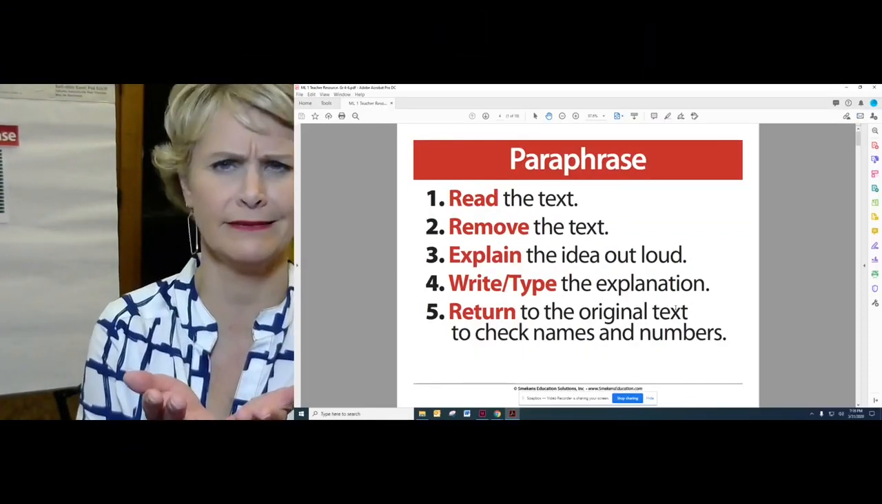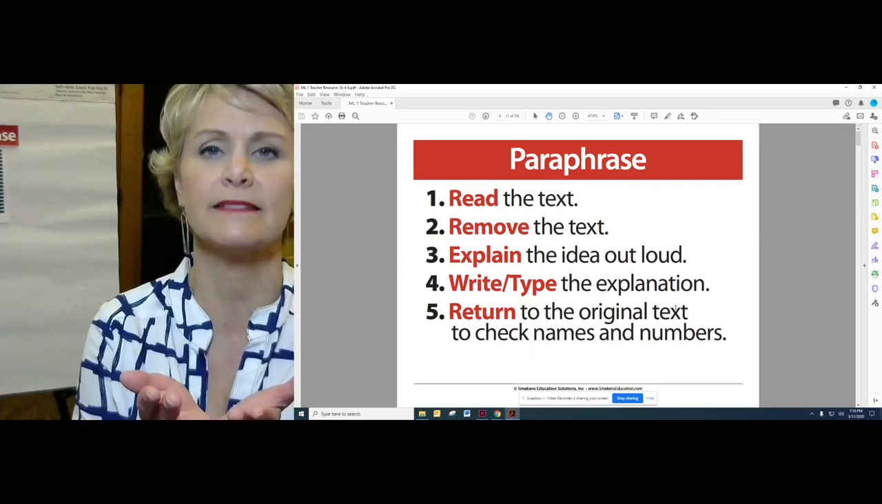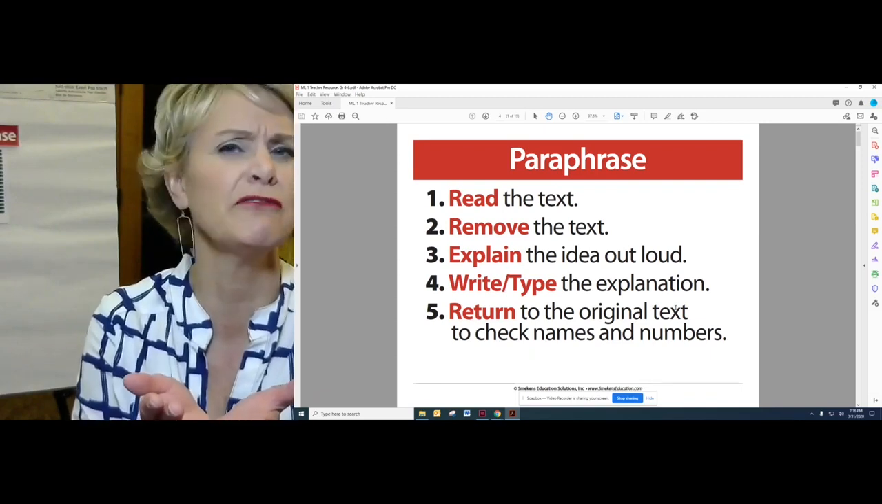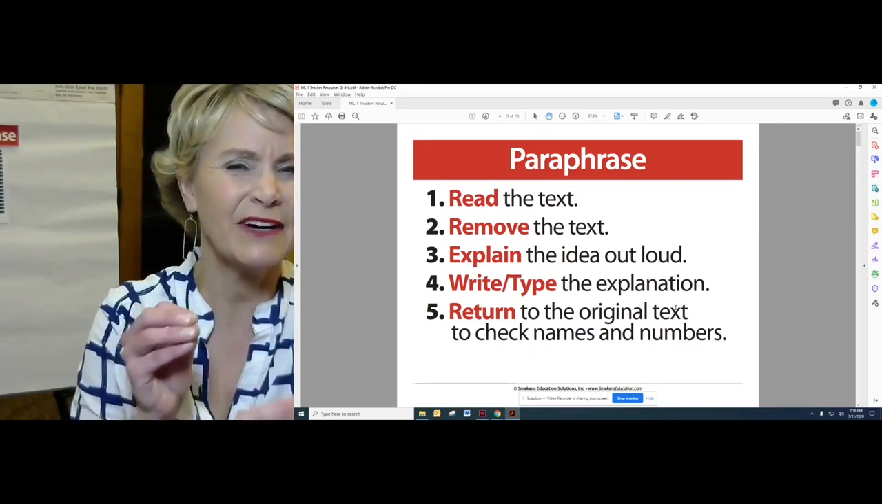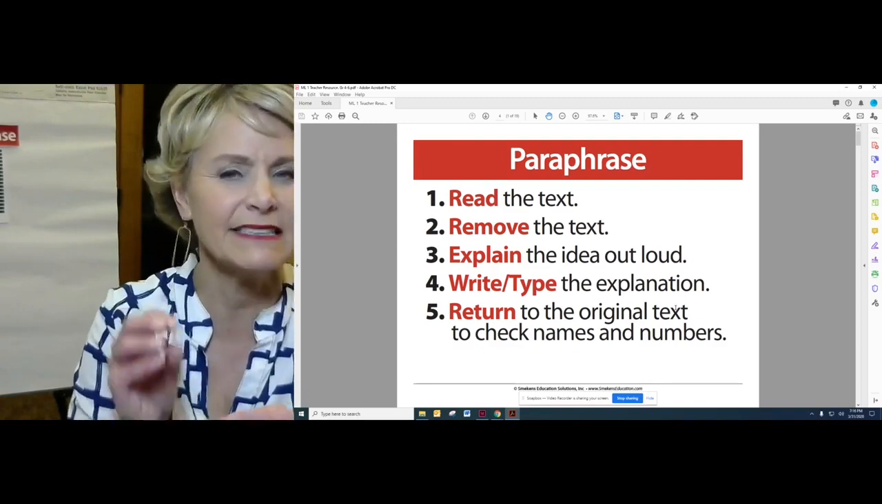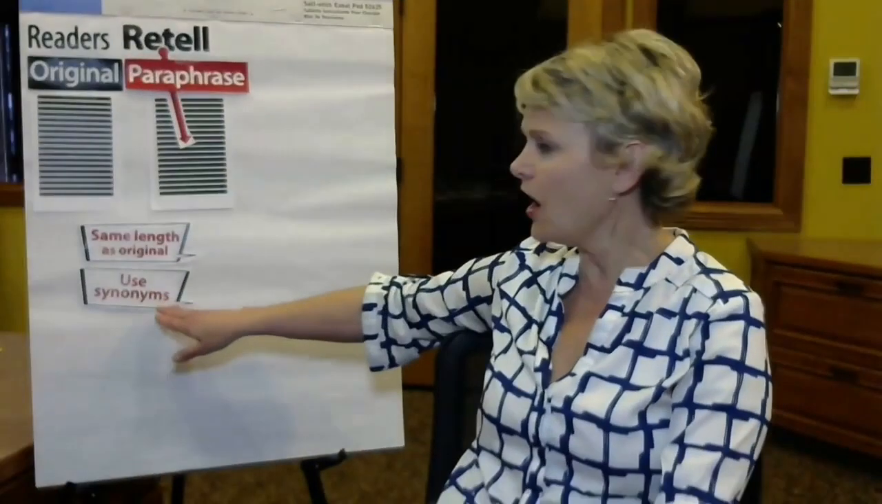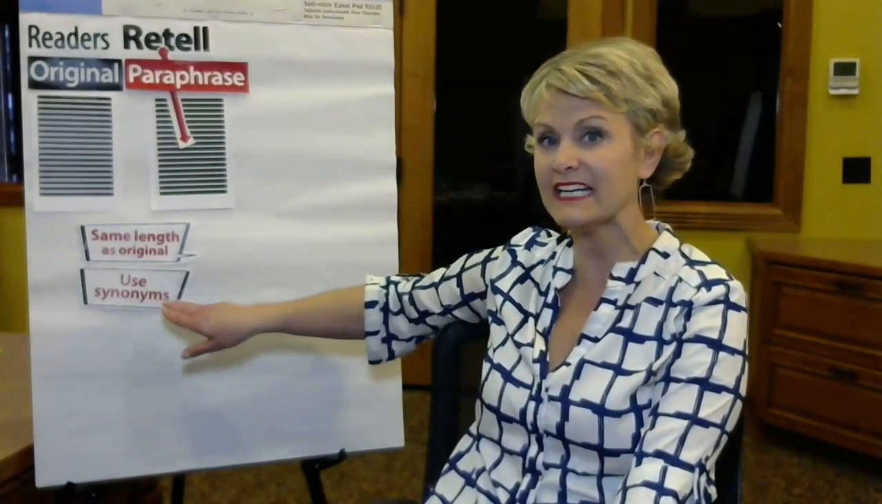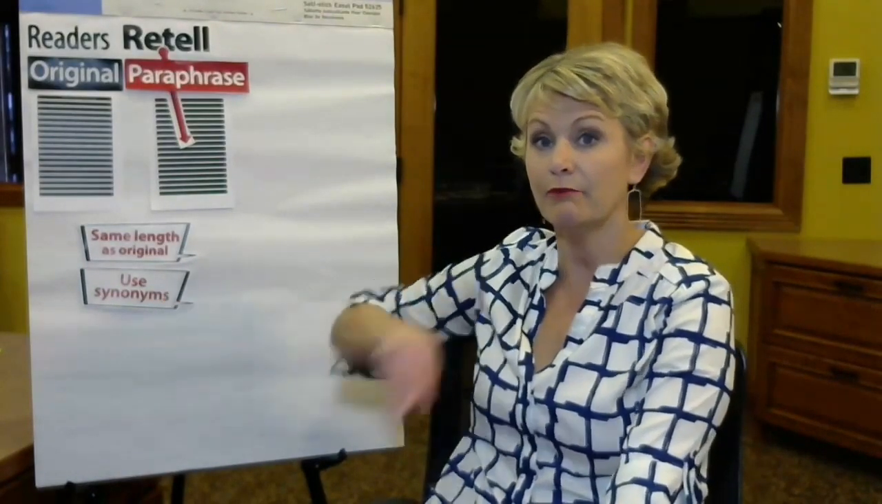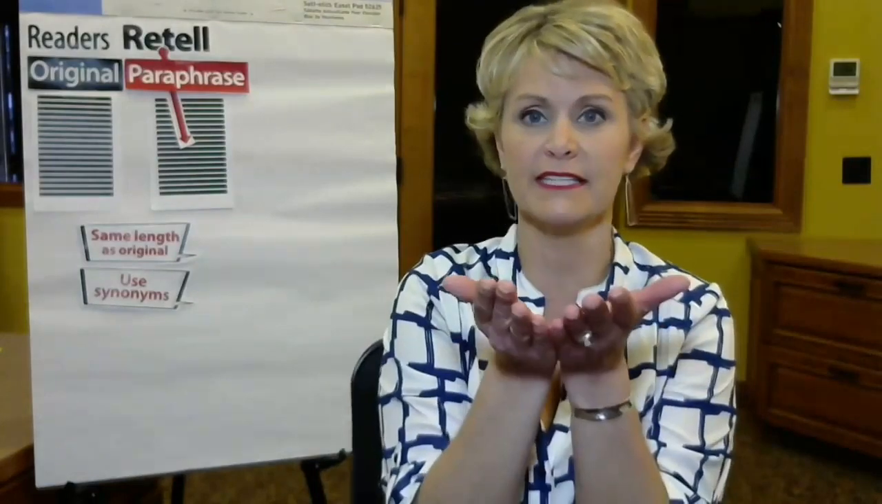What am I going back to the text for? To check spellings, to check numbers, to check just those little facts that I might have, I couldn't quite remember exactly, but I got the idea written. I got it in my own words. You want to get it in your own words, synonyms, before you return to the text. Don't look back at that text, okay? Otherwise, that's when you start stealing the author's words, and then you don't sound like you anymore.